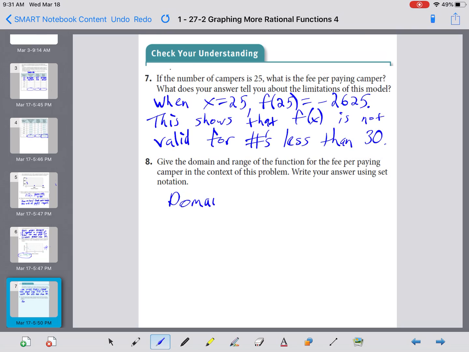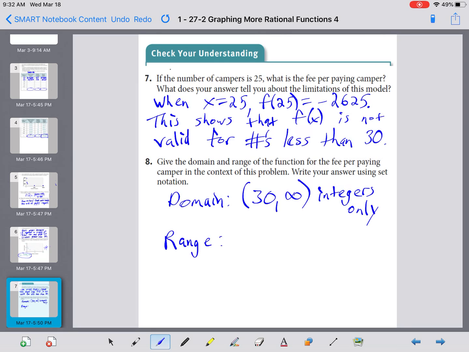Let's talk about the domain. Domain is very similar to what was in the last section we did, 27-1. Where instead of starting at 0 now, we're going to start at 30 and go to infinity. But we have to add integers only. That's why on our graph we did not connect those points. If we connected them, we would have said that any decimal fraction is included on the graph. We only wanted integers. The range, a little bit different.